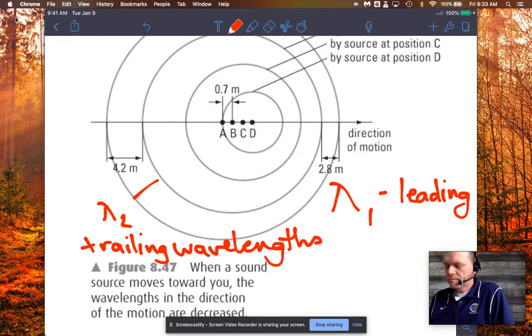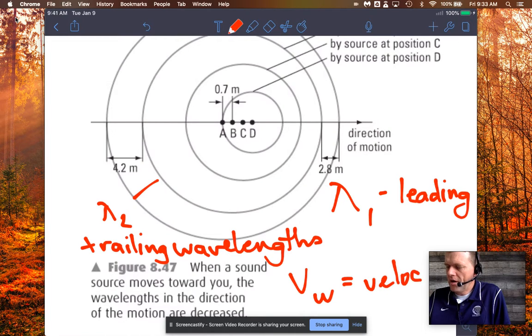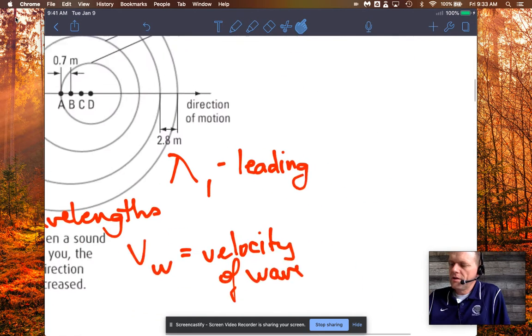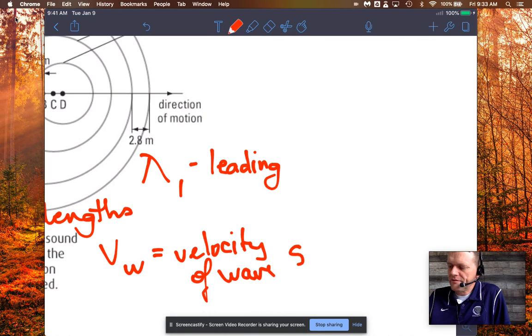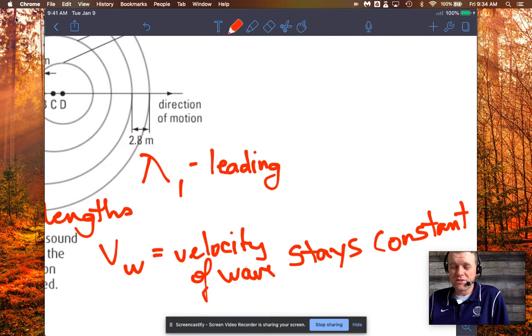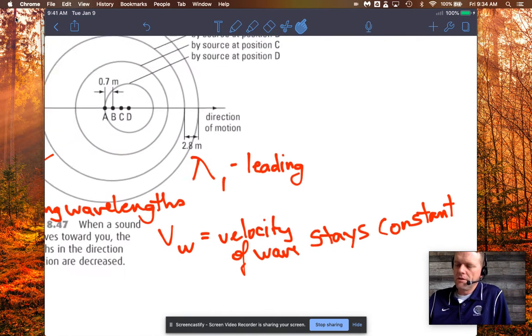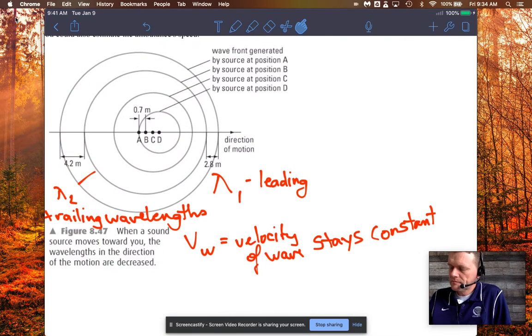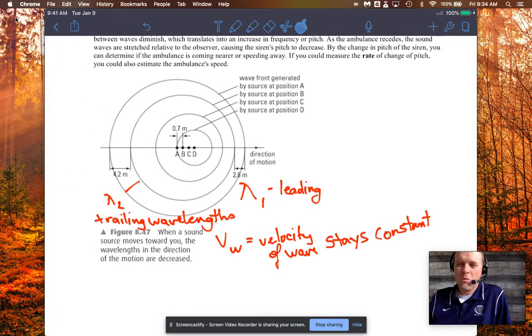What's really cool about the Doppler effect is the velocity. We sometimes call it VW. This is the velocity of the wave. And for a Doppler effect, the velocity of the wave stays constant. Just because you're moving doesn't mean the sound you're producing is going to move faster or slower. Sound is kind of a fixed speed. Yes, it's based on the density of air and the temperature and stuff like that. But the velocity of the wave stays the same.